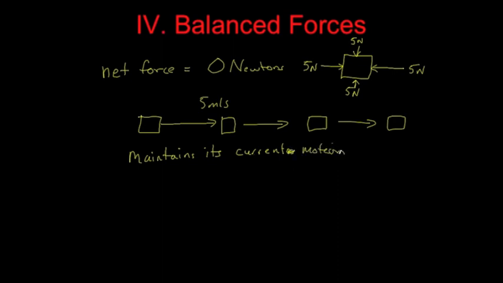If it's moving, or it maintains its current motion and it's staying still. So as long as the forces are balanced, nothing's changing on the object. So if it's moving at 5 meters per second, it continues to move at 5 meters per second. If it's staying still, it's staying still. It's not moving at all. Examples include holding a book or pushing on a wall or something moving in a straight line at a constant speed.